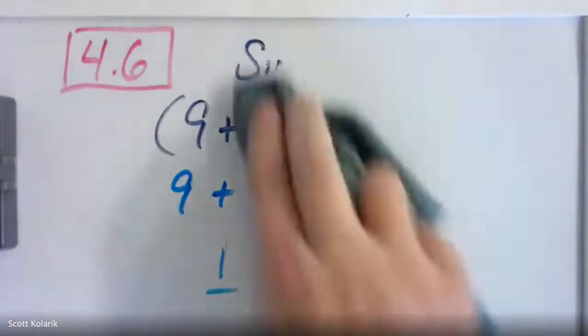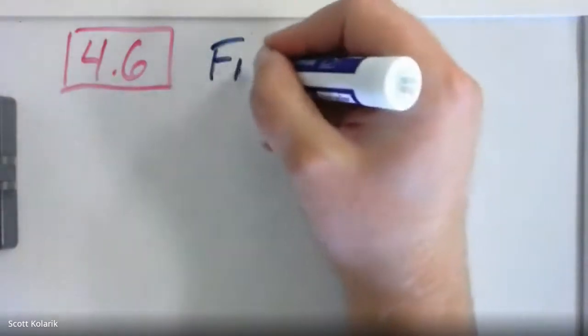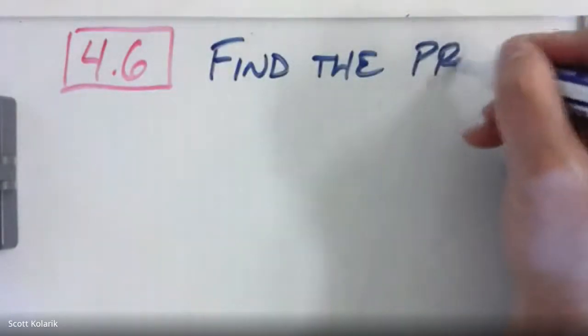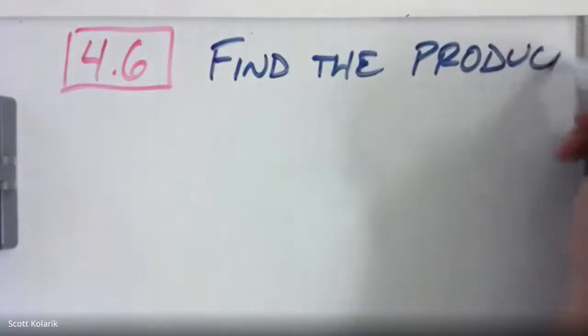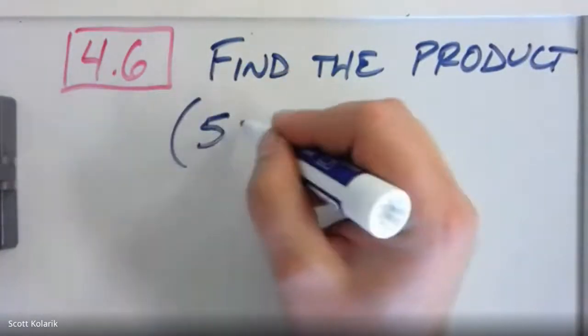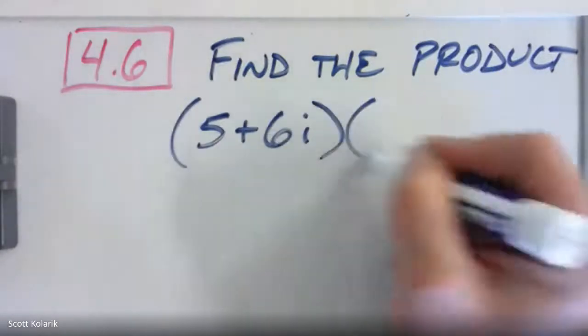Let's keep going. This next problem will also be from Chapter 4, Section 6 on complex numbers, but now you're going to be asked to find the product, or to multiply complex numbers together. Okay, so again, the term product is the fancy math word for the answer to a multiplication problem. And then you're going to be given two complex numbers to multiply together, such as these.